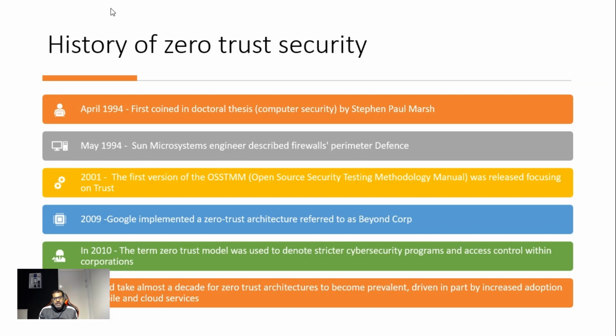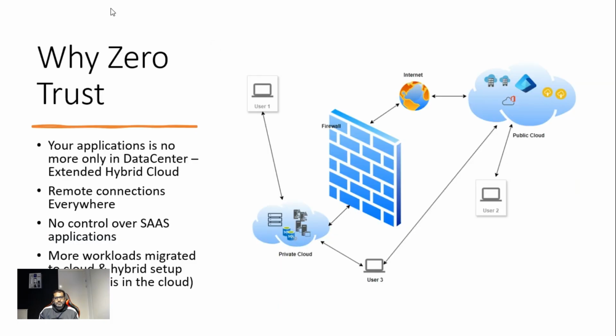And finally, in 2010, the term zero trust model was used to denote stricter cybersecurity programs and access control within corporations. So it took almost a decade for zero trust architectures to be studied, become prevalent, and then slowly be adopted. So now in today's world, zero trust is a security model based on the principle of never trust, always verify. That's the core concept of the zero trust model. Having talked about it, let's move to the next slide.